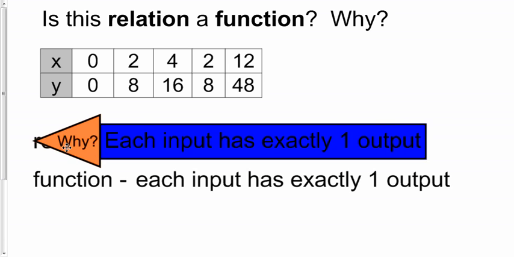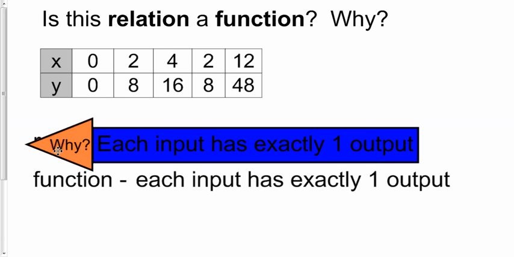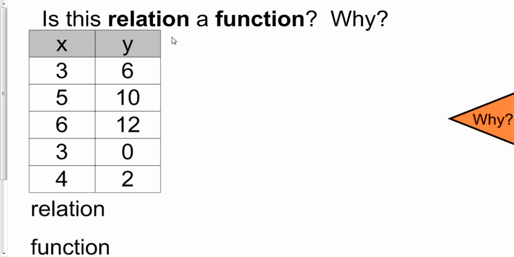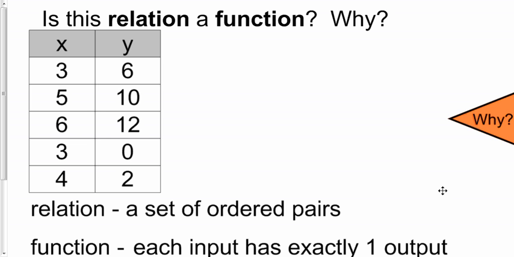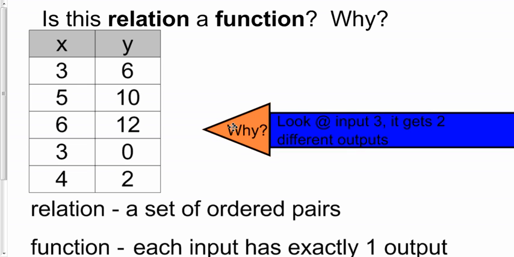Again, just in case you missed it, that's what a function is. And so when you see it, that's how we can identify it. Is this relation a function? Well, this 3 got me a 6. This input got me a 6. This 3 got me a 0. So this relation that I'm looking at, this set of ordered pairs, it's a relation. It might be a function. It might not. I can now say it's not a function because of the 3's. Look at the inputs of the 3's. It got two different outputs. And so because of that, it's not a function.